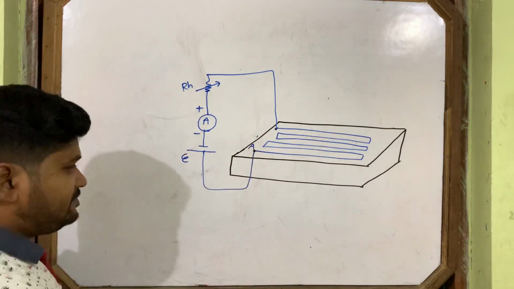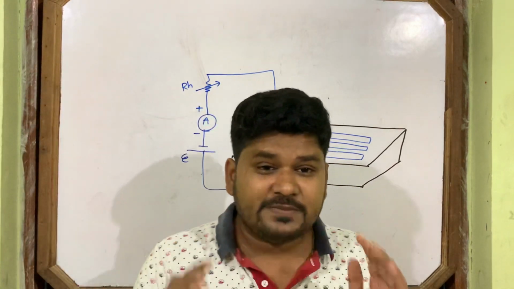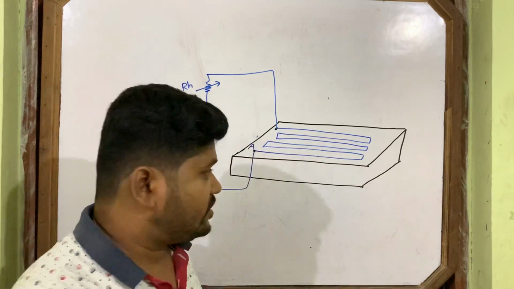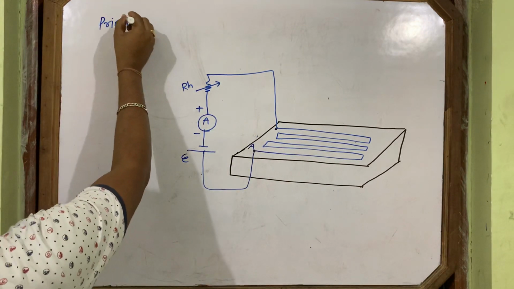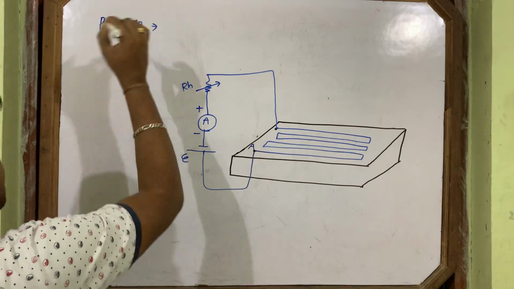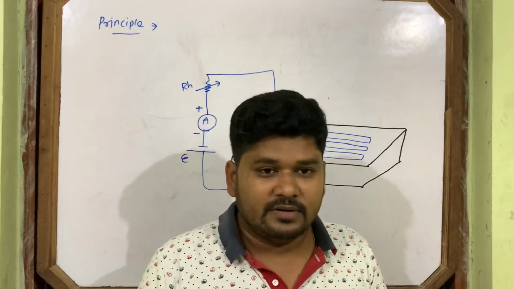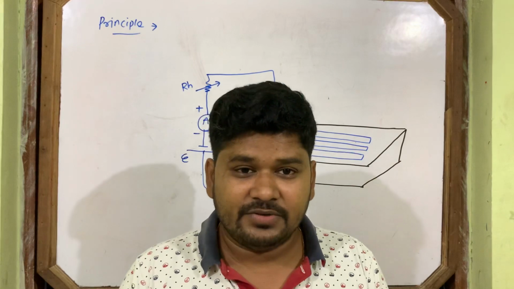So now let's come. What is the principle of this device? That is important. We start the principle of this device. What is the principle of this device? Balanced condition of Wheatstone bridge?